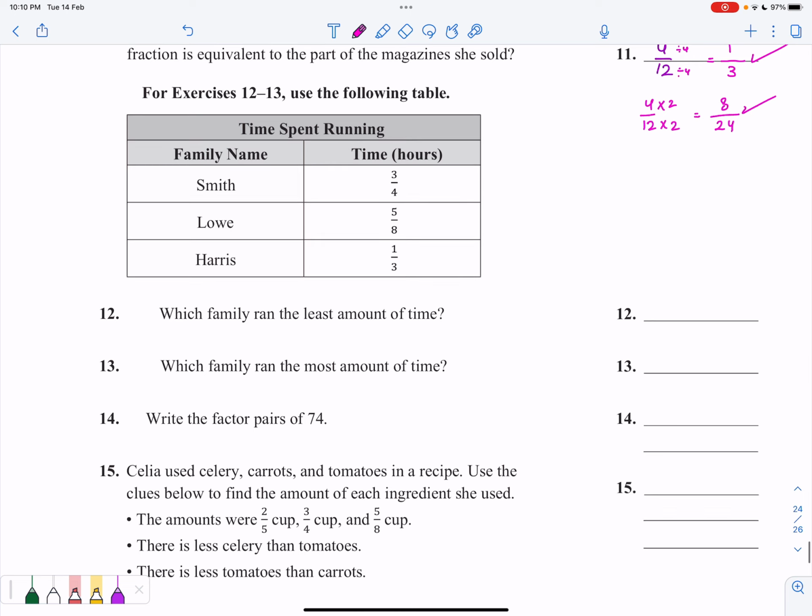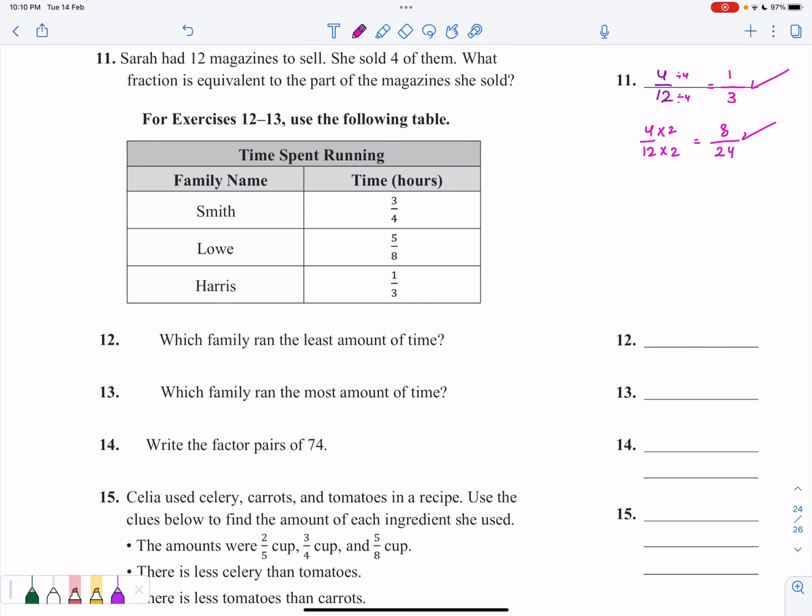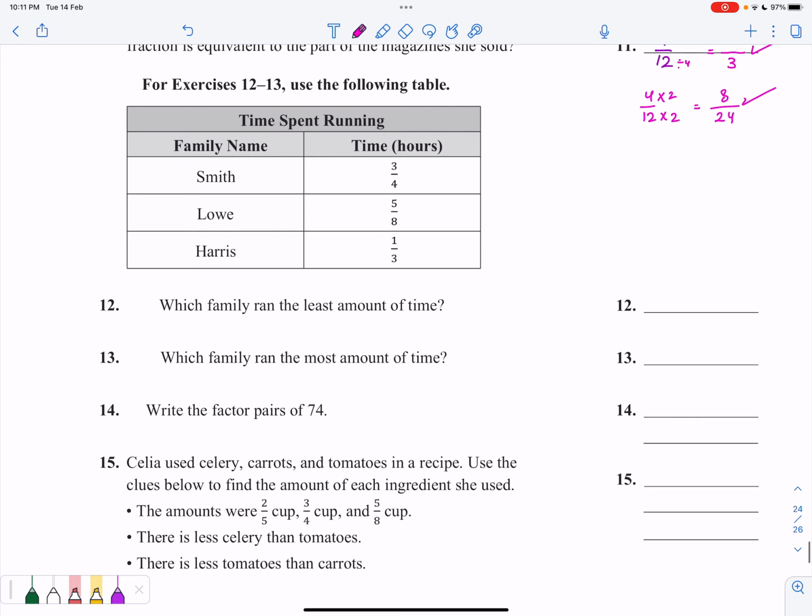Okay, now we just have a few questions. For exercises 12 to 13, use the following table. So this table shows us the time spent running by each family. We have the Smith, the Lowy, and the Harris, and the time they spend to run. So question 12 says, which family ran the least amount of time?